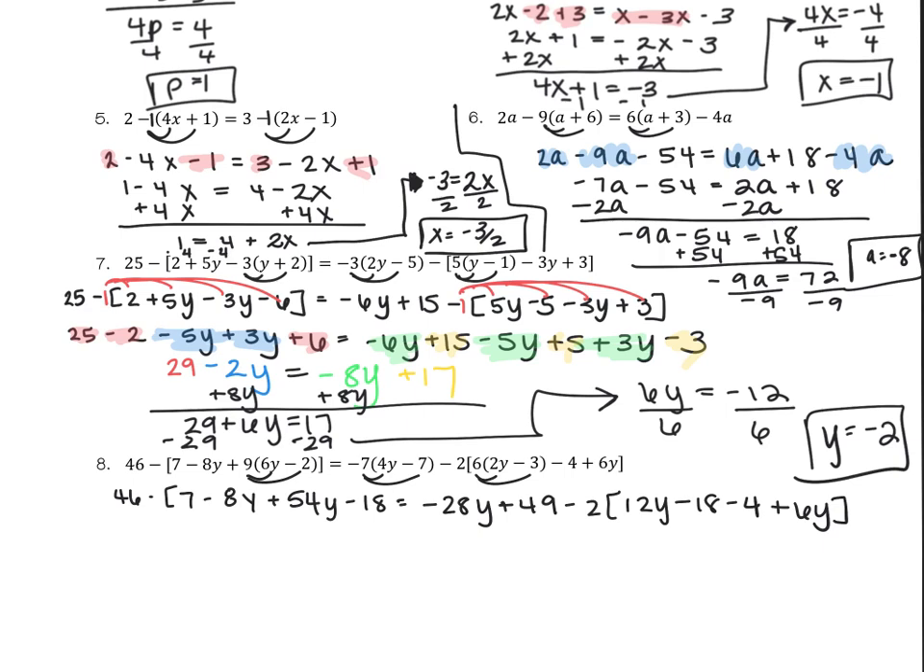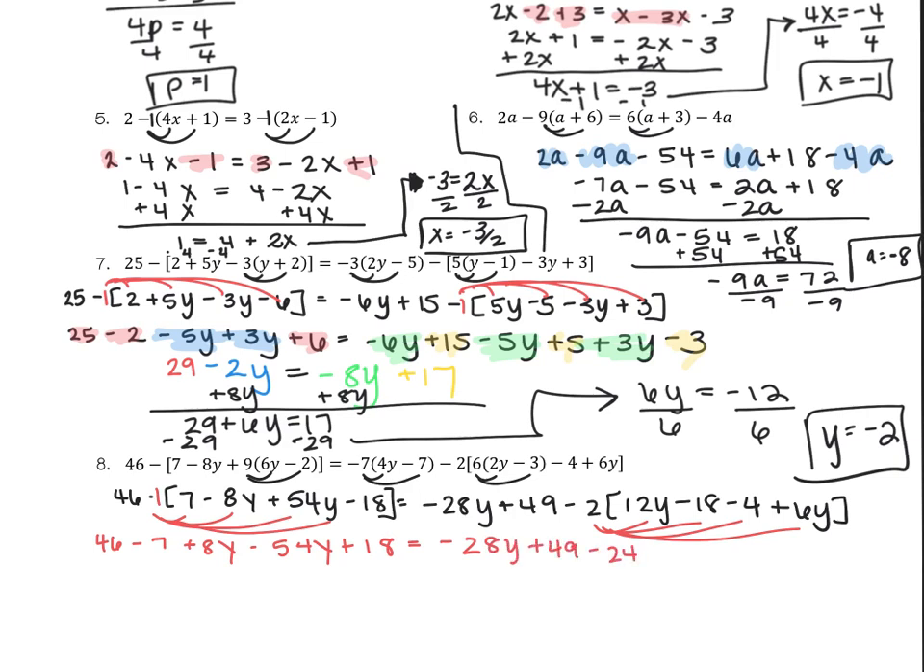Then you would want to go through and distribute into your brackets. So I'm going to start with this negative. So this is really -1, distribute to all of these, and then a -2, distributing to all of these. So I have 46 minus 7 plus 8y minus 54y plus 18 equals -28y plus 49 minus 24y plus 36 plus 8 minus 12y. Then I want to combine like terms.